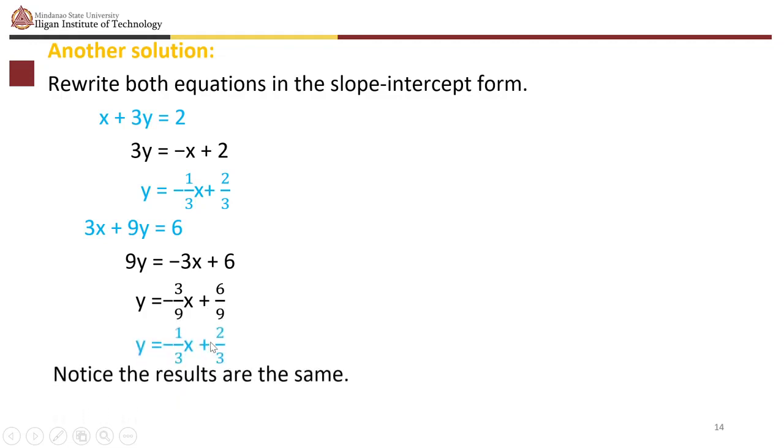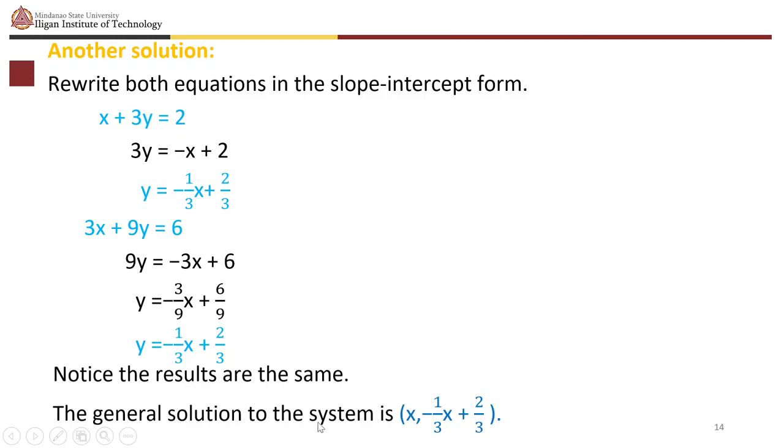Notice that this can be rewritten as negative 1/3 x plus 2/3. So the results are the same, meaning they are the same equation. So the general solution to the system is x, negative 1/3 x plus 2/3. Okay?